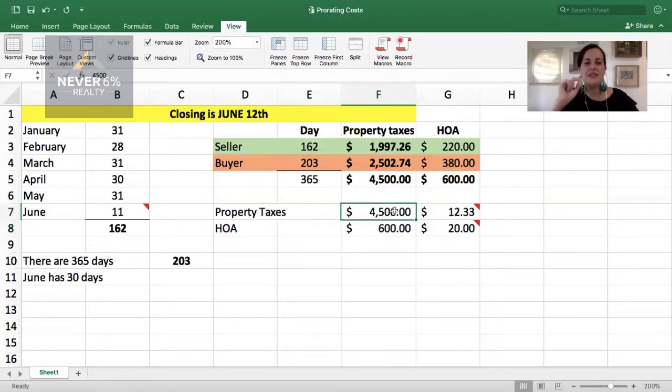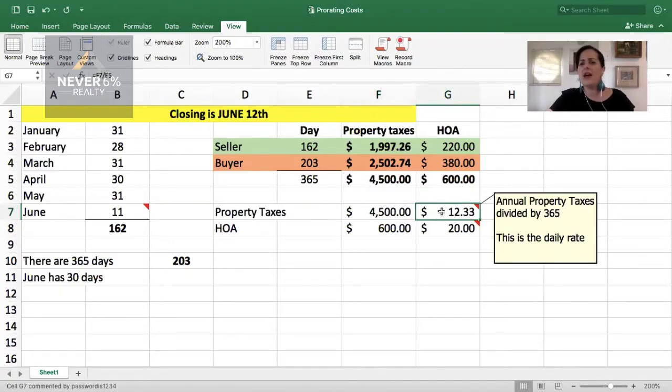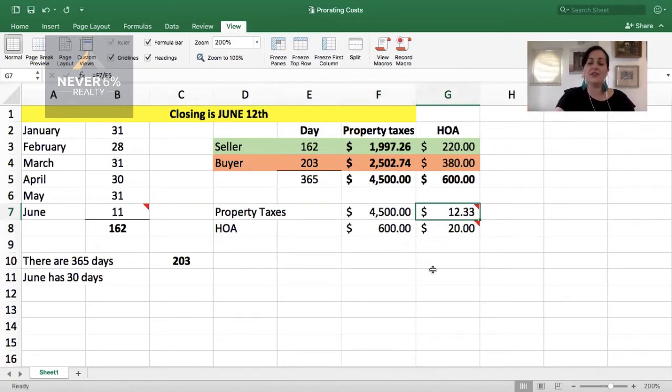Now, the first thing you need to remember is that for the whole year, you're always going to divide not by 360, but by 365. This is the most common number, and they call it the 365 method. Now, the first thing you need to do is divide 4,500, and let's say that you want to do this in Excel, I'm going to show you how to do it. You put equals, and then you put 4,500 divided by 365. This is going to give you the daily rate of taxes.